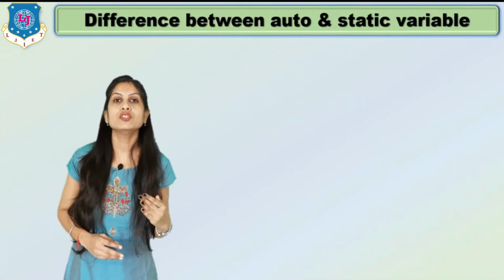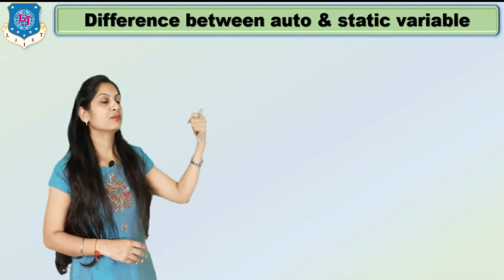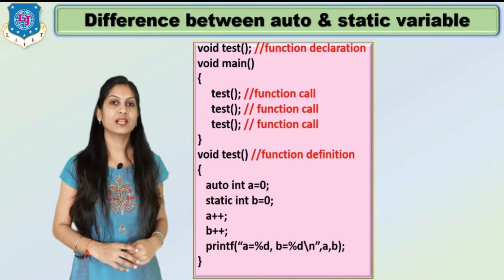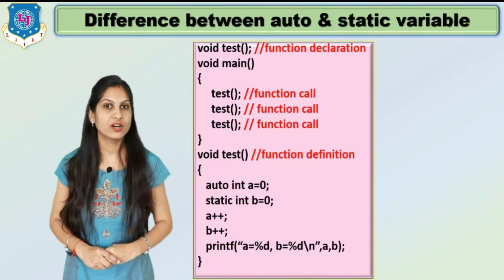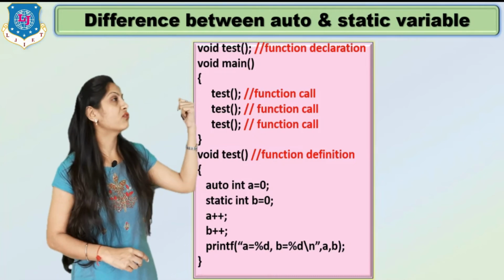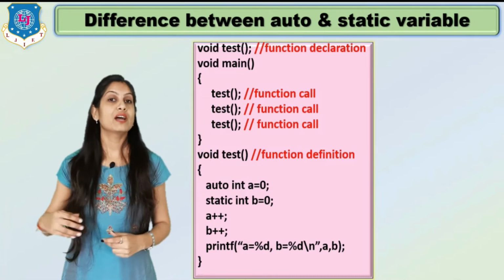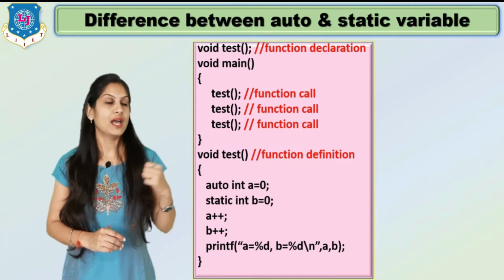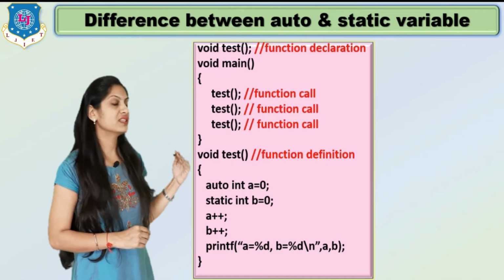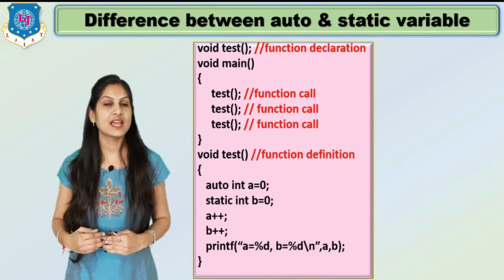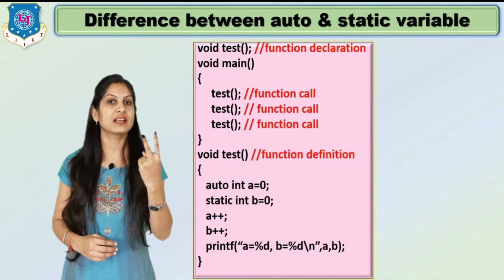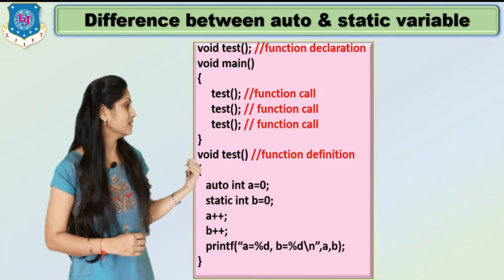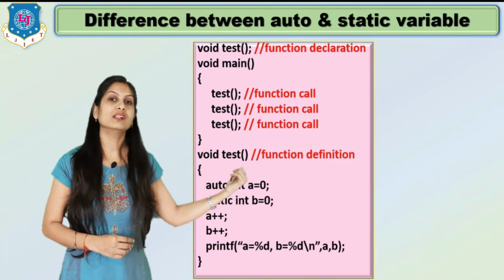Now move to our main topic, that is the difference between auto and static variables. Let's take one example here. The declaration part is first for a function test, that is void test. Inside void main we have to write the function call, and here I am writing the function call 3 times. After void main, our function is void test. Inside it we are writing two storage classes. First is auto integer a equals 0, and second, static integer b equals 0.